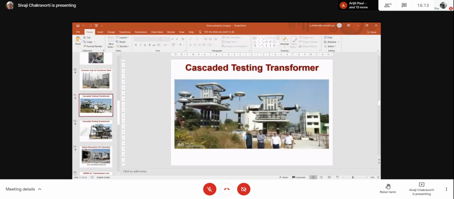Then this photo, I have already shown you that this is a cascade transformer. This is at the Central Power Research Institute in Hyderabad. Each one is 750 kV, so together we have 1,500 kV. This is the input side.